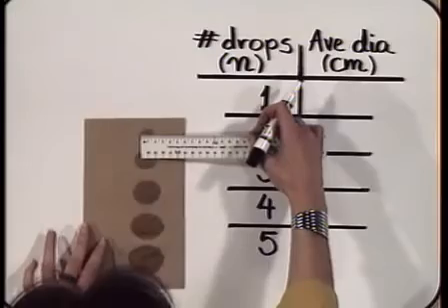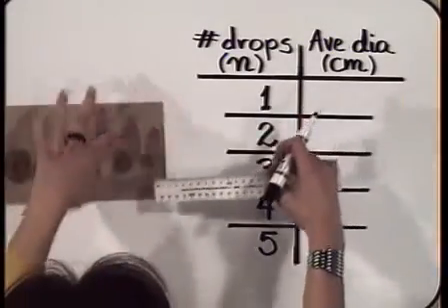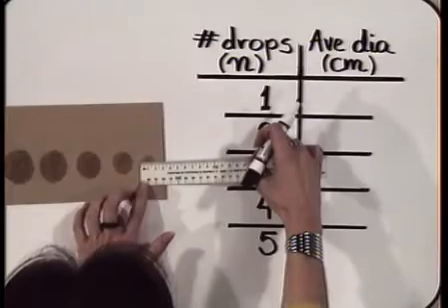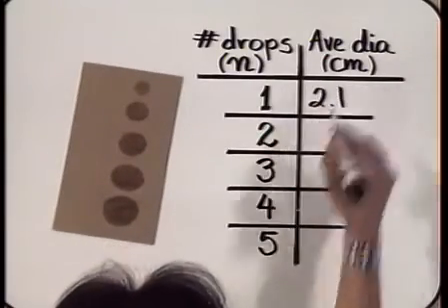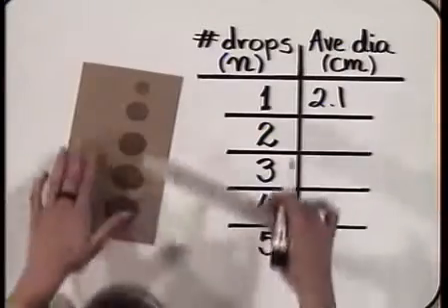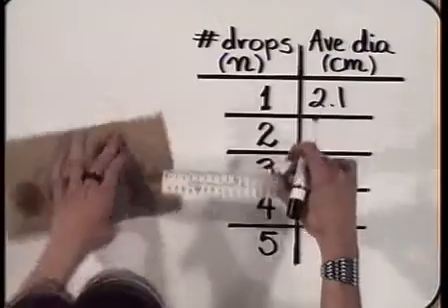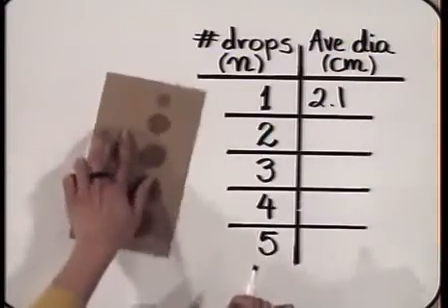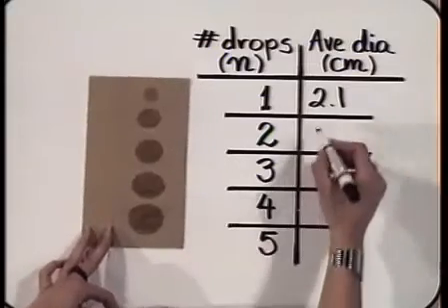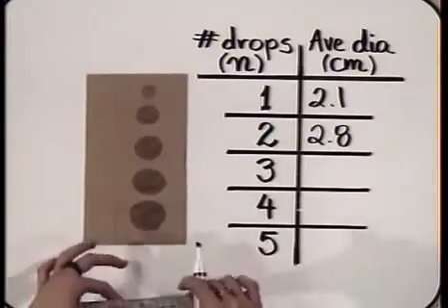In our first drop, we have 2.2 and 2. The average is 2.1. In the next one, we have about 3 and 2.6, that looks like. Between 2.6 and 3, we have an average of 2.8.